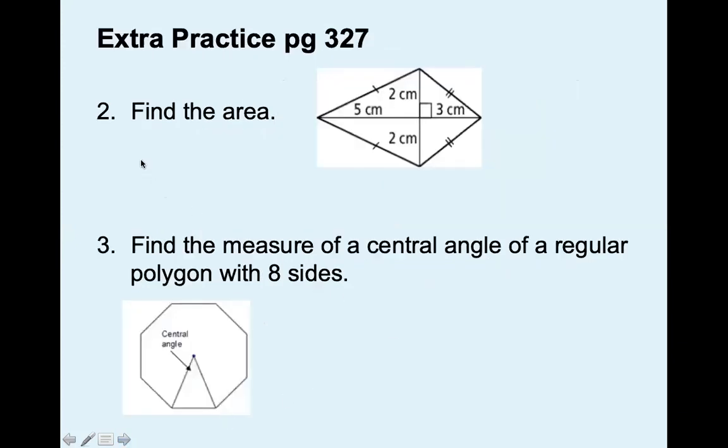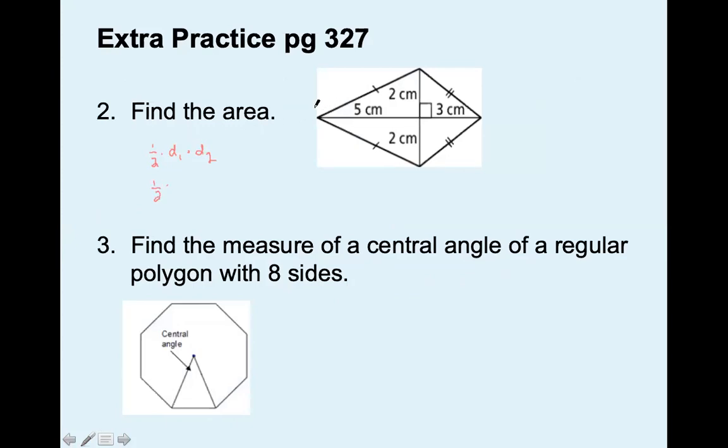All right, we have some extra practice starting on page 327. We're asked to find the area of this kite. Remember, the area of the kite can be found by doing 1/2 diagonal 1 times diagonal 2. So I'm going to fill in the numbers here.